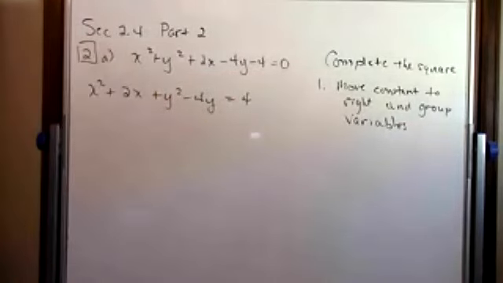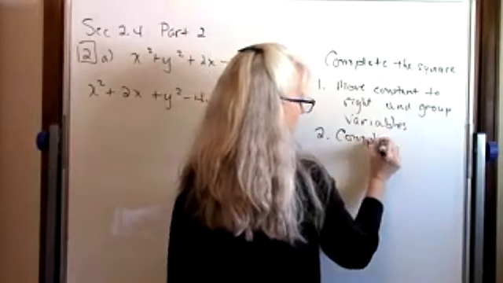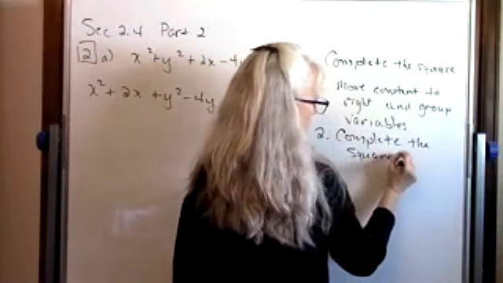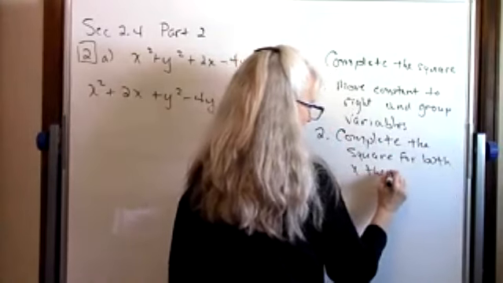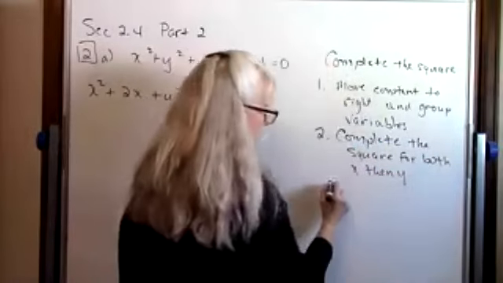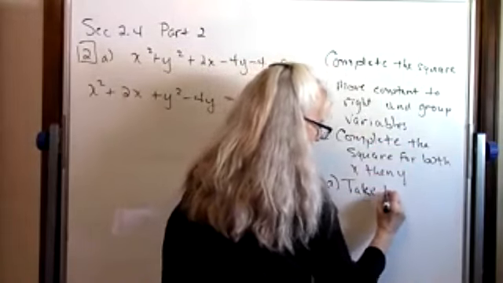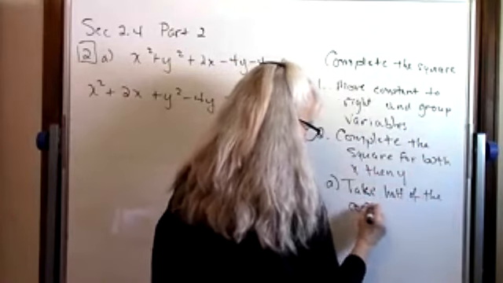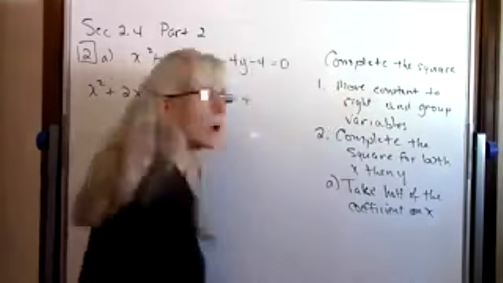Now we're going to come in and actually do the completing of the square. What does that mean? Step 2: complete the square. We're going to do it for both x and y. So to complete the square, the very first thing you're going to do is take half of the coefficient on x, not x squared, on x.